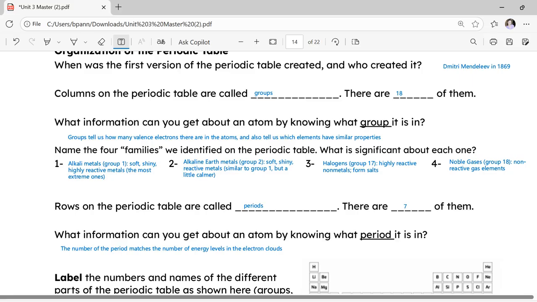Finally, our noble gases in group 18. These are non-reactive gas elements. They don't just have low reactivity, they do not react with anything, and they are always found as a gas in nature.